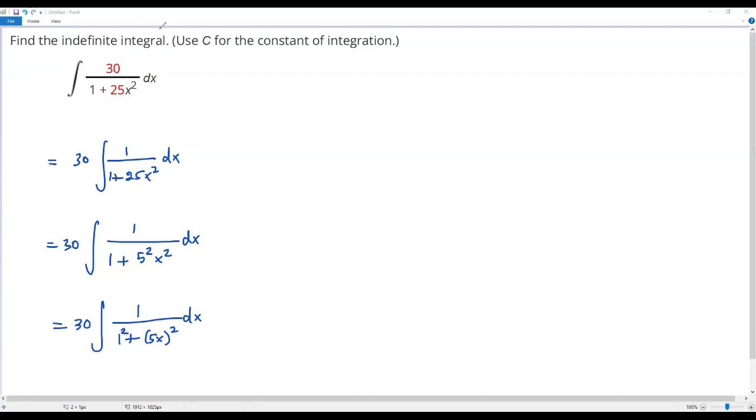Now let me consider a particular formula in integration, that is integral 1 over a squared plus x squared times dx. So it results in 1 over a times arctan of x over a plus c. Okay, so here when I consider the integrand, this is almost in this form of 1 over a squared plus x squared. At the place of a squared, we have 1 squared. But at the place of x squared, we have 5x whole squared.